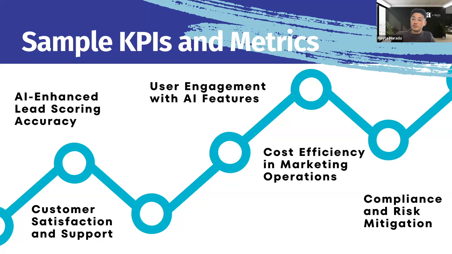Yeah, we have cost efficiency in marketing operations, where you can assess the impact of AI in reducing the cost of marketing operations. This includes automated content creation or ad bidding processes. Compliance and risk mitigation. This is an interesting one where, given the importance of compliance in government-related sectors, you can measure the role of AI in maintaining adherence to regulations in marketing practices. So that's a really important one coming up as well.